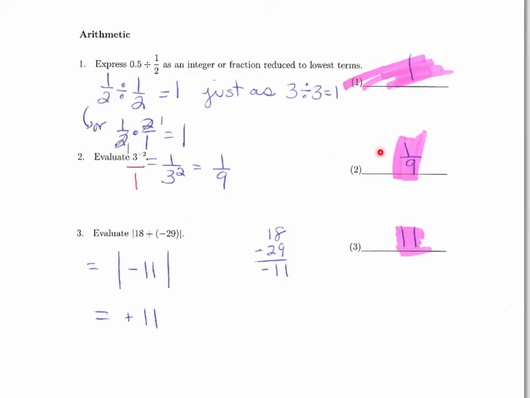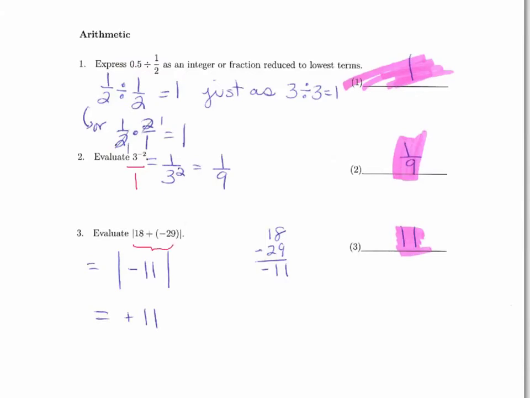For number 3, it's an absolute value problem. That means we have to simplify what's inside the absolute value bars first, then we take the absolute value. So let's start with 18 plus negative 29. That's really 18 minus 29. Or find the difference in the size of those two, and the larger one is negative. So it's negative 11.